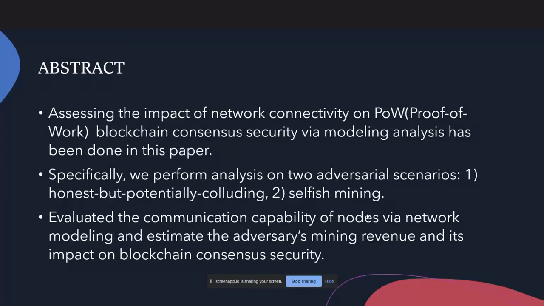Assessing the impact of network connectivity on proof of work blockchain consensus security via modeling analysis has been done in this paper by the authors. Specifically, the authors performed analysis on two adversarial scenarios: first, honest but potentially polluted; second, selfish mining. They evaluated the communication capability of nodes via network modeling and estimated the adversary's mining revenue and its impact on blockchain consensus security.